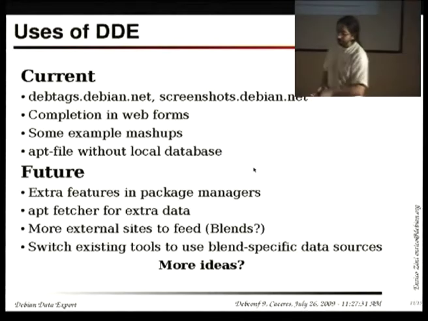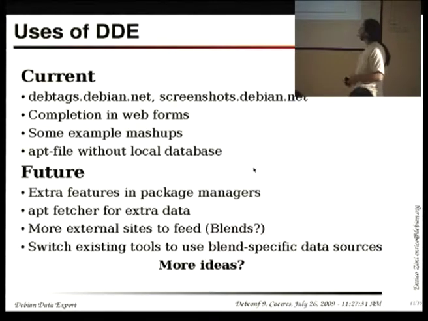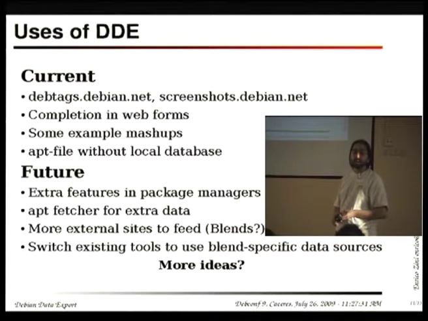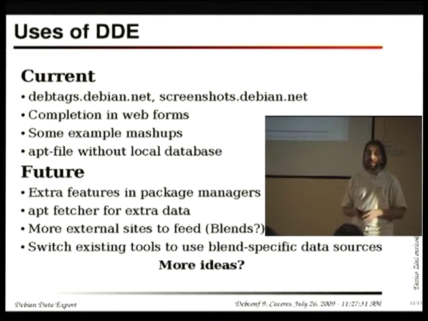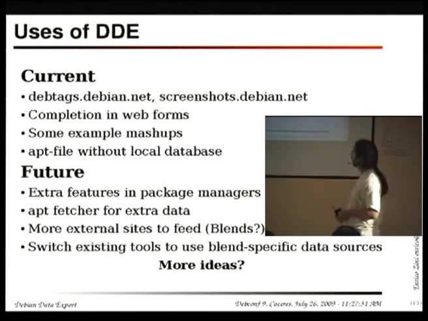So obviously this can be used to add extra features into package managers. Apt can make a fetcher to get data out of it, although it may not be a good idea because its data is dynamically generated. If we start hitting it with lots of apts, I don't know if it copes with the load. It can be used to feed more external websites that show Debian data. For example, if someone makes a corporate distribution and has a website showing the list of packages, even in the intranet, and they want to feed that package database with information coming from Debian, they can pull it out of DDE without problems with parsing it and so on.